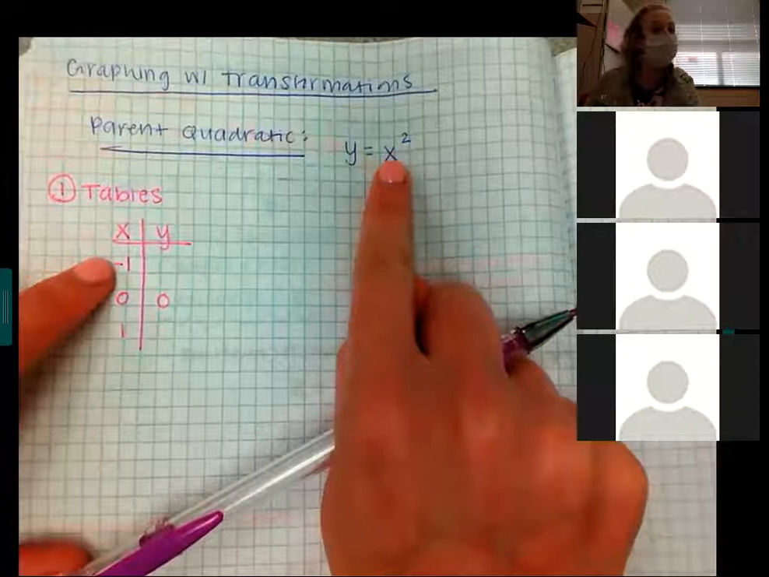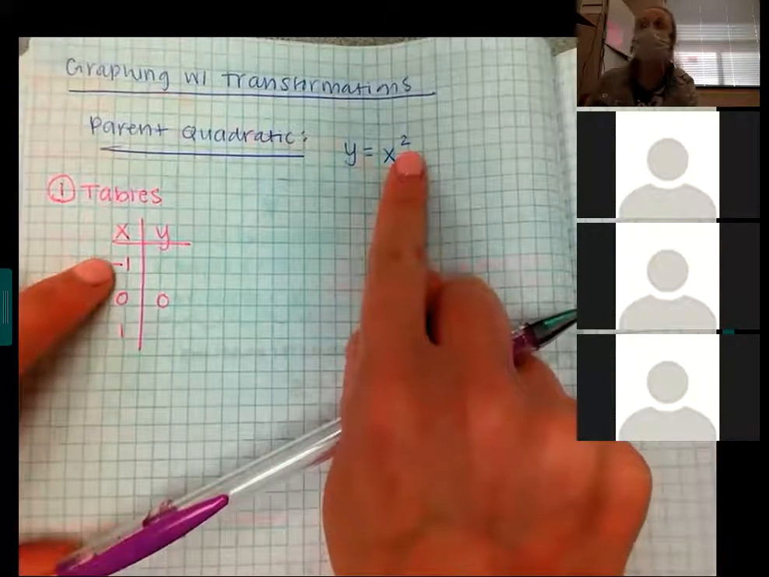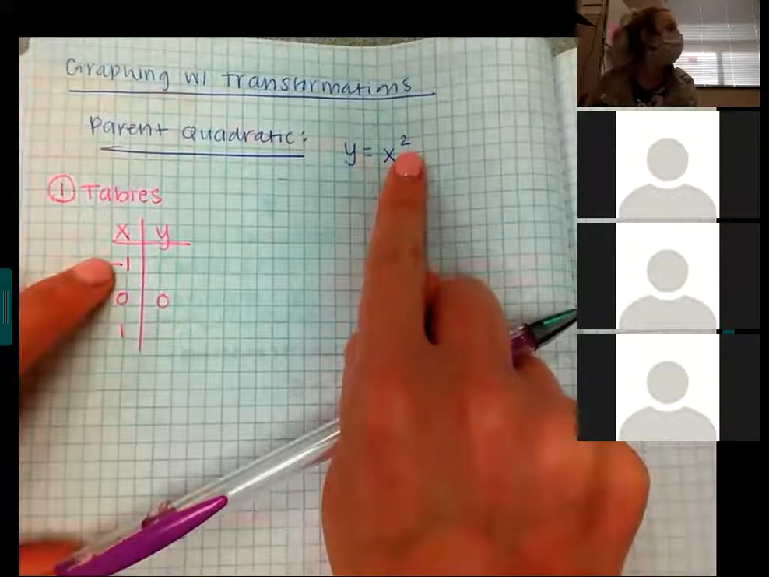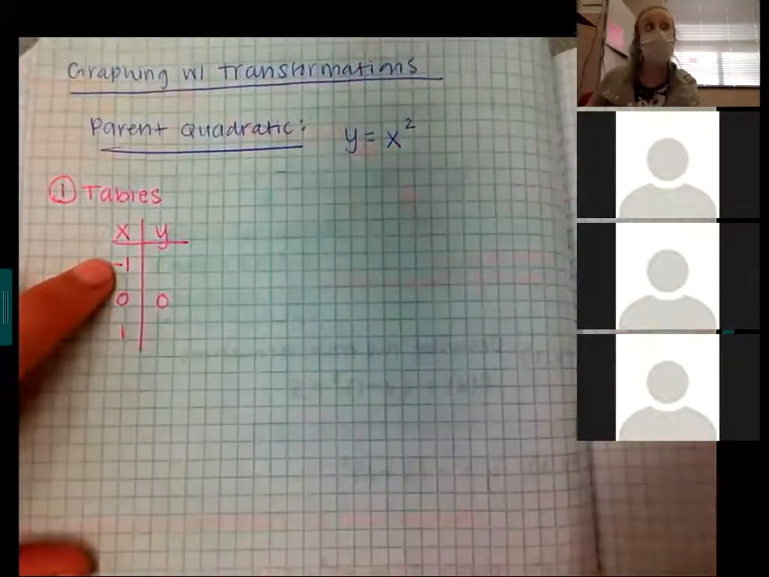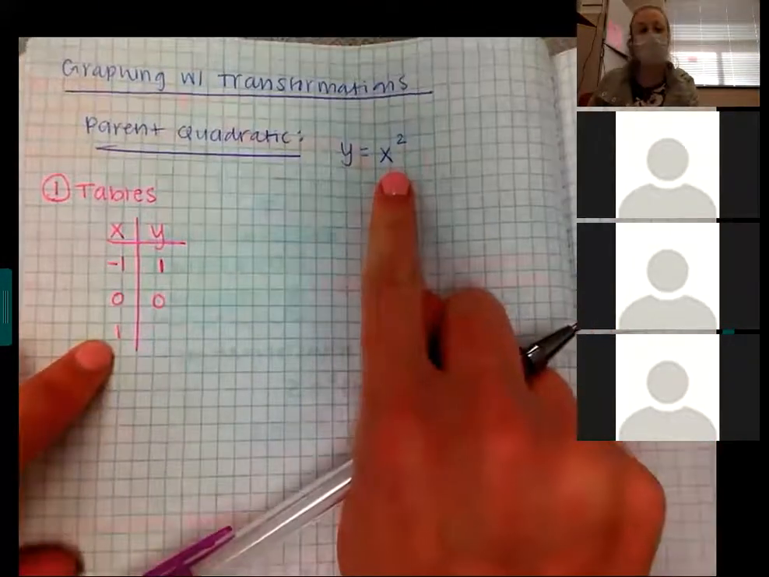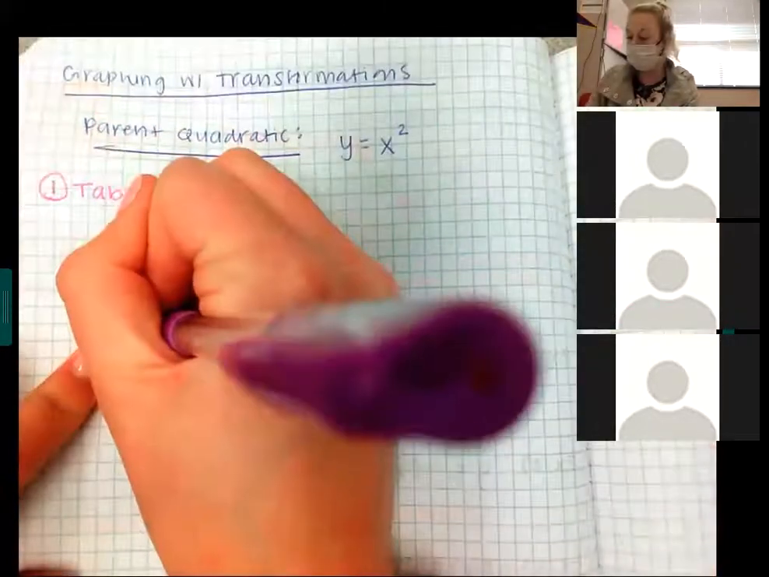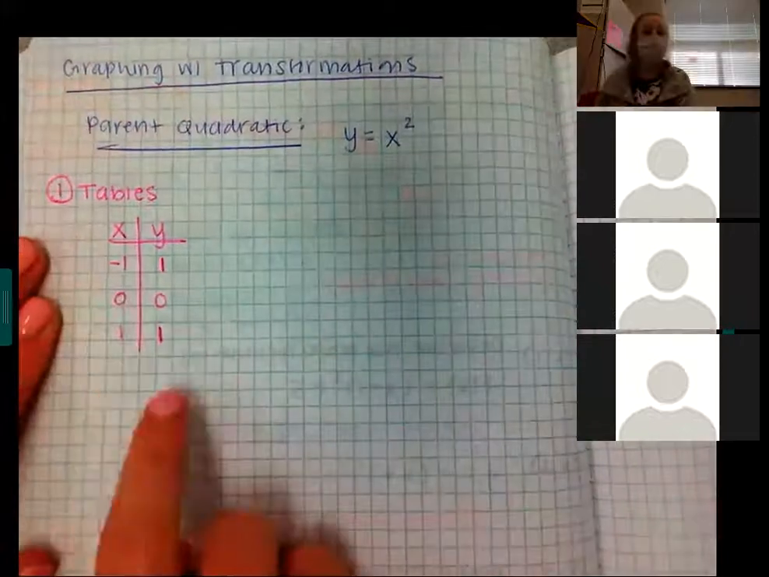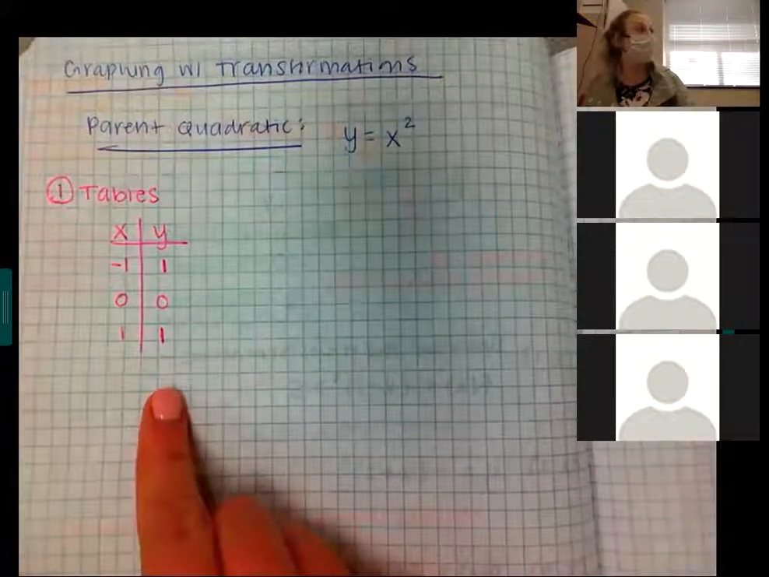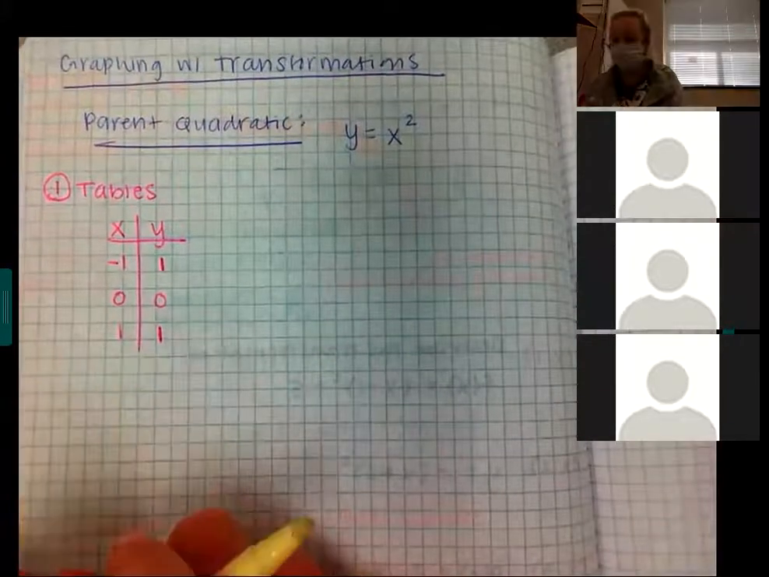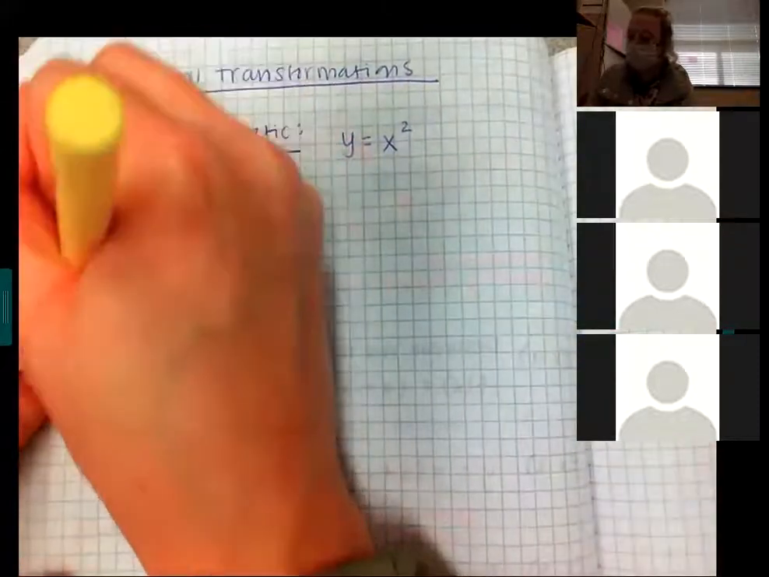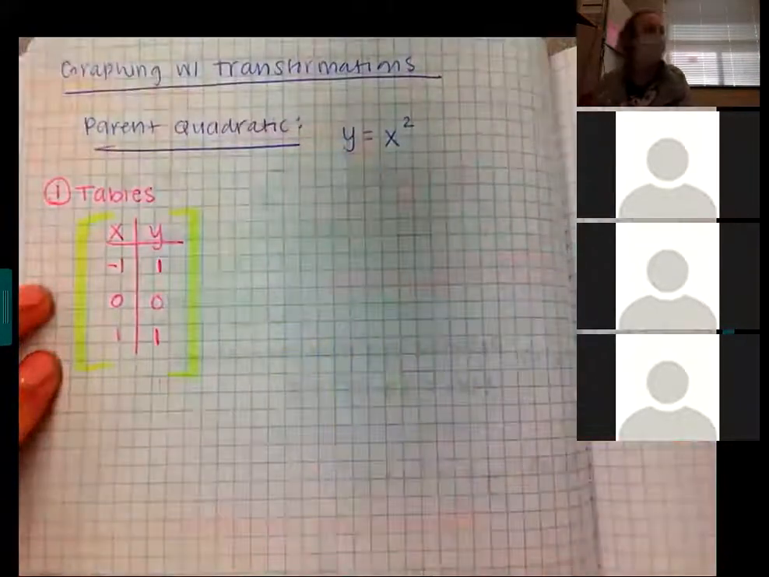What is -1 if I put it in for x? What is -1 squared? Positive what? 1. There we go. And what happens when you do 1 squared? You get 1. So if you know this table right here, and you are somebody who's better with numbers than pictures, I'm going to show you how to graph using this table.